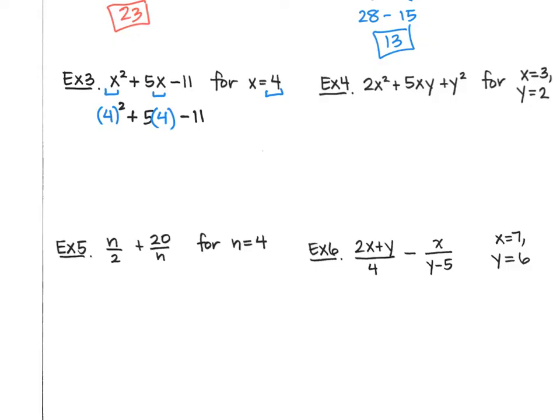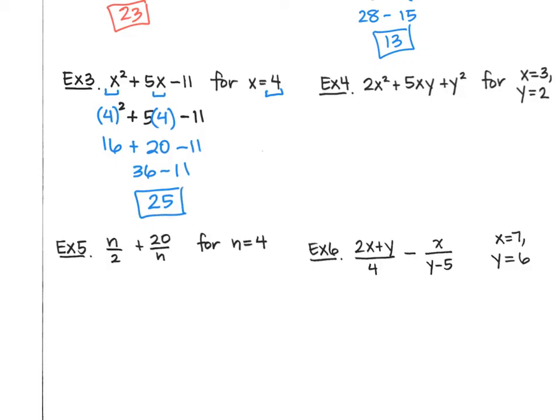Okay, now I'm going to evaluate it. 4 to the second power is really saying 4 times 4. That's 16, plus 5 times 4 is 20, and I'll bring down the minus 11. If you can add and subtract this all in your head, that's fine. I'm going to go from left to right. If you do it differently, just make sure we're getting the same answers. Let's see, 16 plus 20 is 36, minus 11. 36 minus 11 is 25.